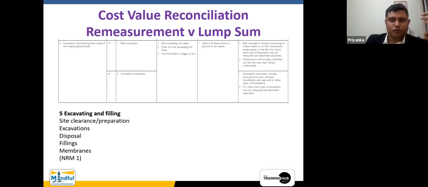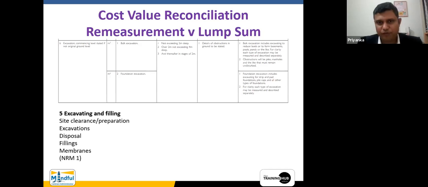So, in order for you to comprehend what is the difference between a remeasurement type of contract and a lump sum contract, I have given one example. I will explain it to you right now. Right now, what you are seeing here is an extract from NRM2.